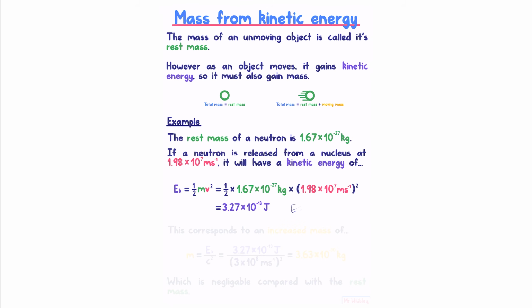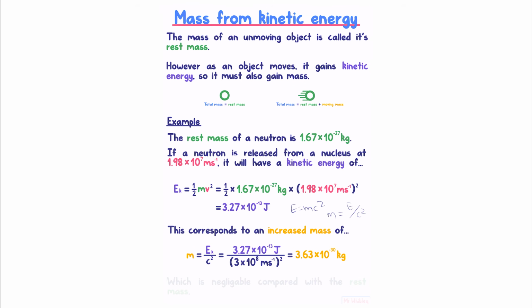Since we know that E is equal to mc squared, we can rearrange this for the mass, giving us E over c squared, and so this kinetic energy corresponds to an increased mass, which we can write as kinetic energy over c squared. Putting in those numbers gives me 3.63 times 10 to the minus 30 kilograms, which is negligible compared with the rest mass. What I mean is that although this number is pretty small, this number is much smaller, by a factor of roughly 1,000.